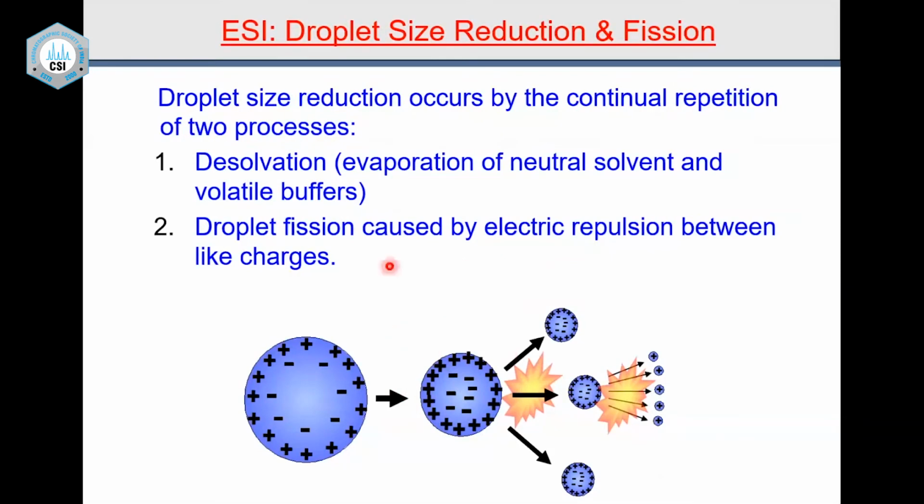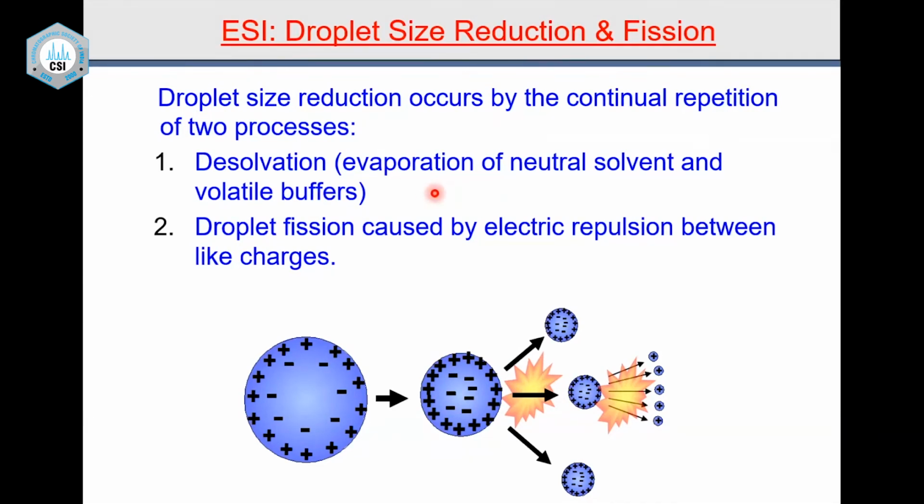So it is the droplet size reduction that we are working out. The desolvation, as we said, is the evaporation of neutral solvent and volatile buffers. The advantage of HPLC compared to GC is that GC is limited to the number of gases or number of liquids. You cannot use liquids, so the mobile phase doesn't have any activity at all. As Professor Dattar explained to you, the advantage of HPLC is that the solvent front really takes part in the separation. So here you can use volatile buffers also.